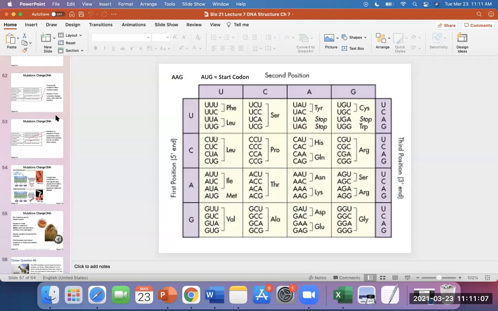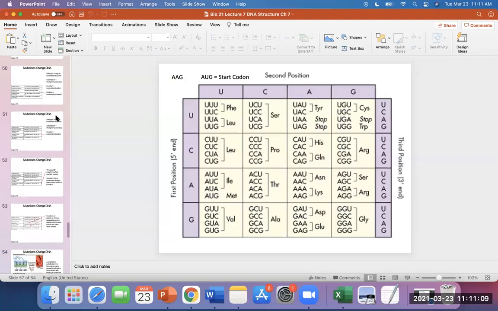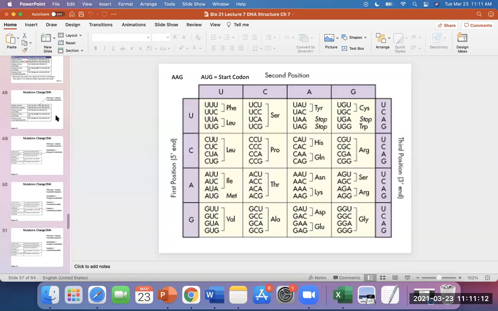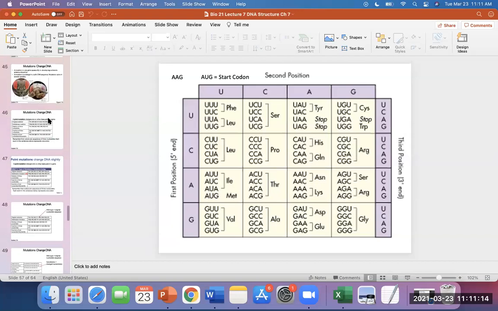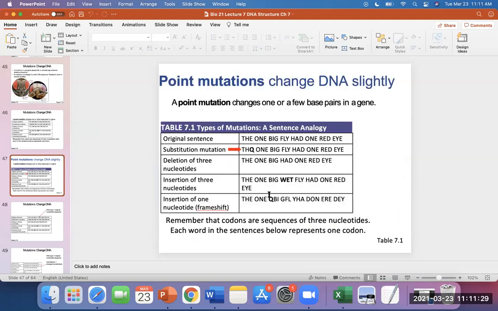What about a frame shift mutation? Can you guys define that? I think it's insert one amino acid. Insert one, but it changes the whole sequence. And now you don't have any amino acid that's the same after this got inserted. So it's the most dangerous type, and it's insertion that changes all of the amino acids.